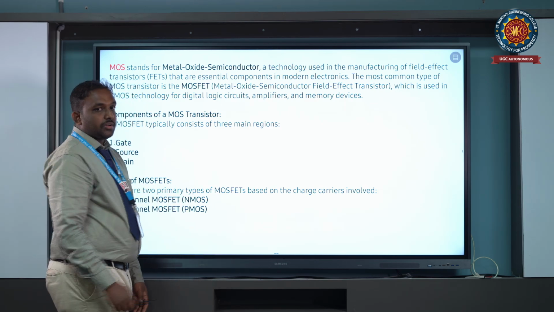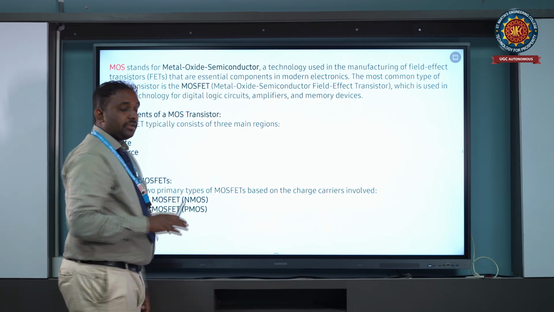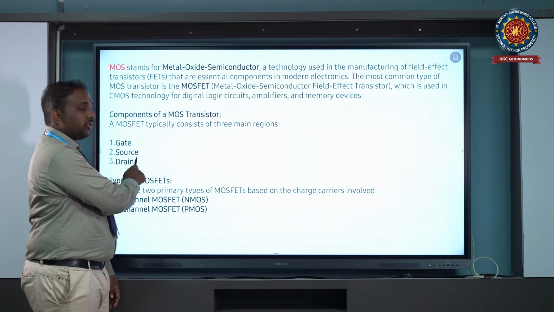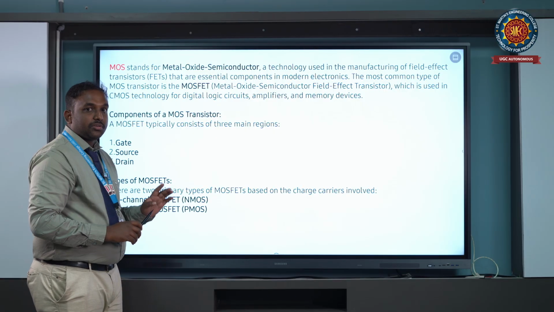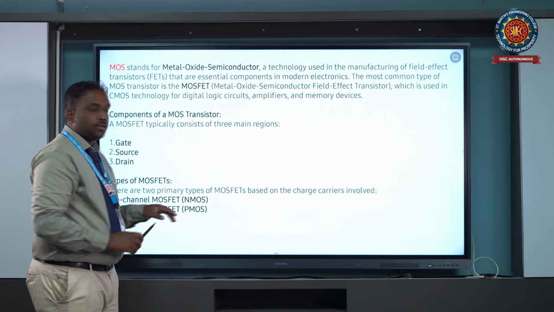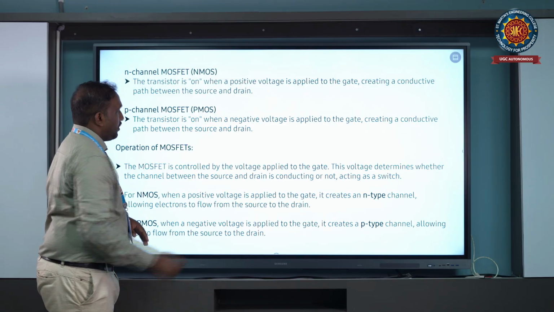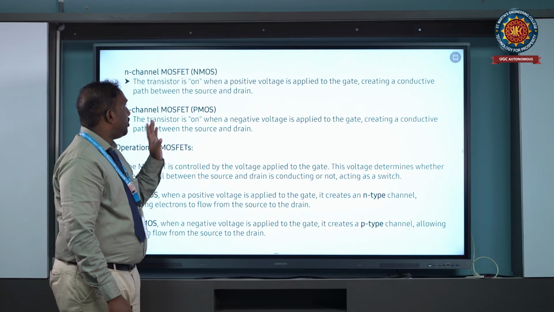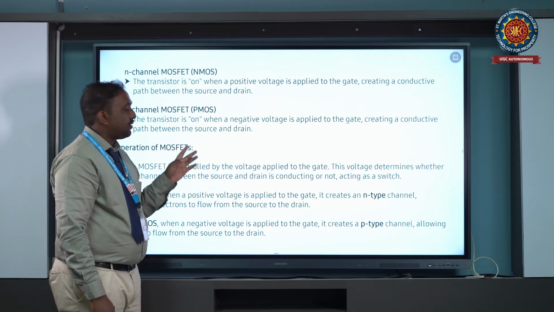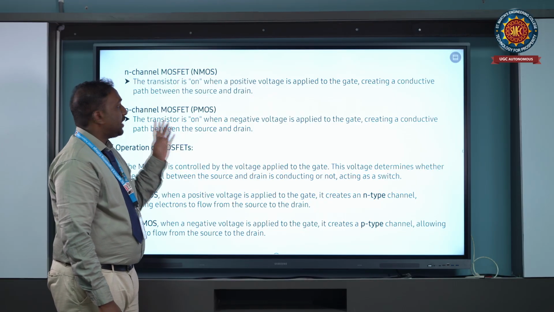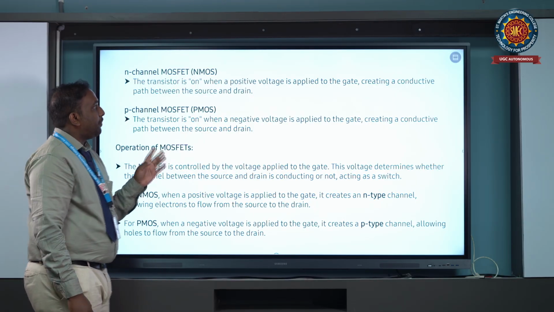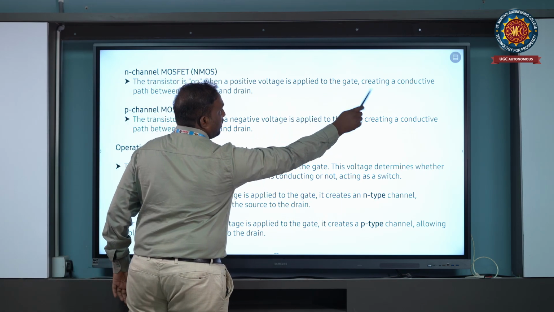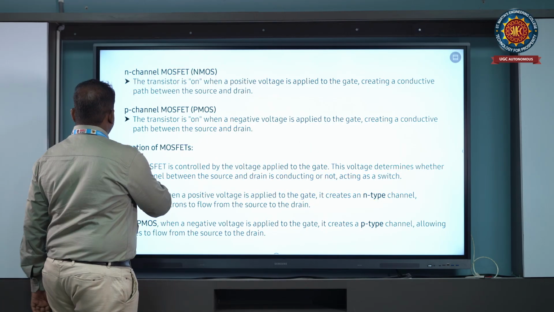Components of MOS transistors: there are three main regions in MOS transistors, namely gate, source, and drain. The types of MOSFETs are N-channel MOSFETs and P-channel MOSFETs. The N-channel MOSFET is also known as NMOS, and the P-channel MOSFET is also known as PMOS. In an N-channel MOSFET, the transistor is on when a positive voltage is applied to the gate, creating a conductive path.